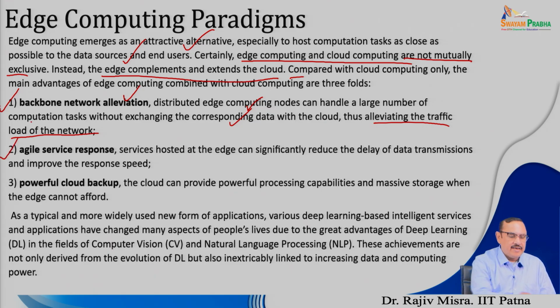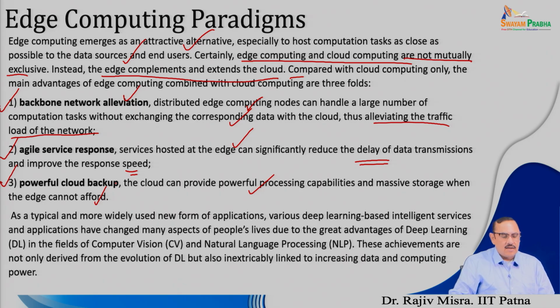The second important thing about edge computing is that it supports agile service response: services hosted at the edge can significantly reduce the delay of data transmission and improve response speed. And the third important factor is powerful cloud backup. The cloud can provide powerful processing capabilities and massive storage when the edge cannot afford them.